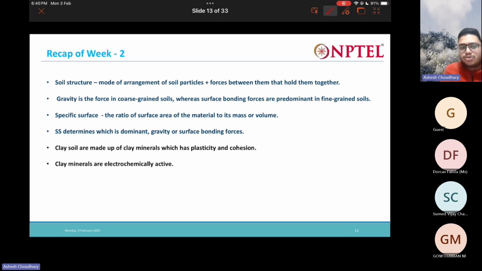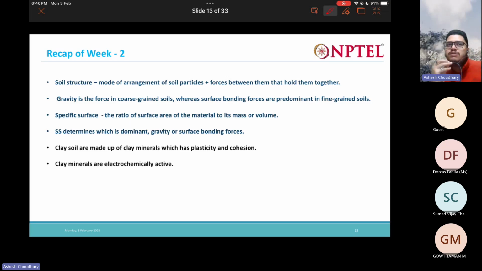What are soil structures? Soil structures are the mode of arrangement of soil particles plus the forces between them that hold them together. In coarse grained soil, since the particles are quite big, gravity is the force that holds the soil particles together. Whereas in fine grained soil, such as clay and silt, the size of the particle is very small, so the specific surface is very high. What is specific surface? The ratio of surface area to the mass or volume of the material.